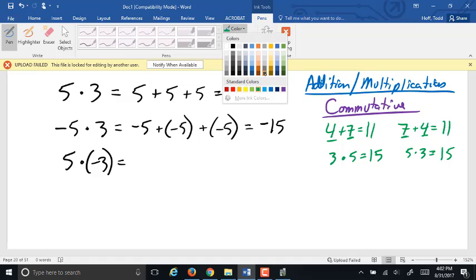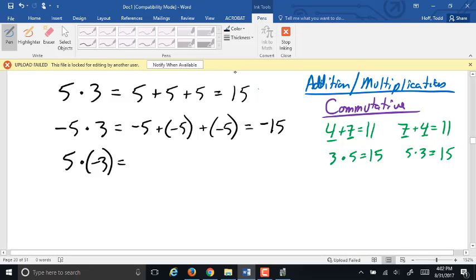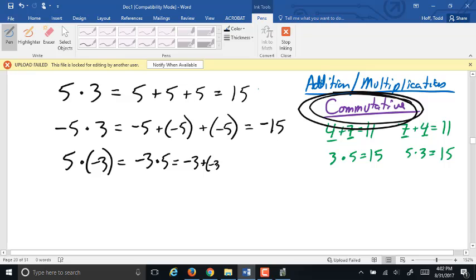So back to this little issue right here, the 5 times negative 3. We can change that to a negative 3 times 5 because it's commutative. Now that's saying take that negative 3 and repeat it 5 times. So negative 3 plus negative 3 plus negative 3 plus negative 3 plus negative 3, which is negative 15. Right?